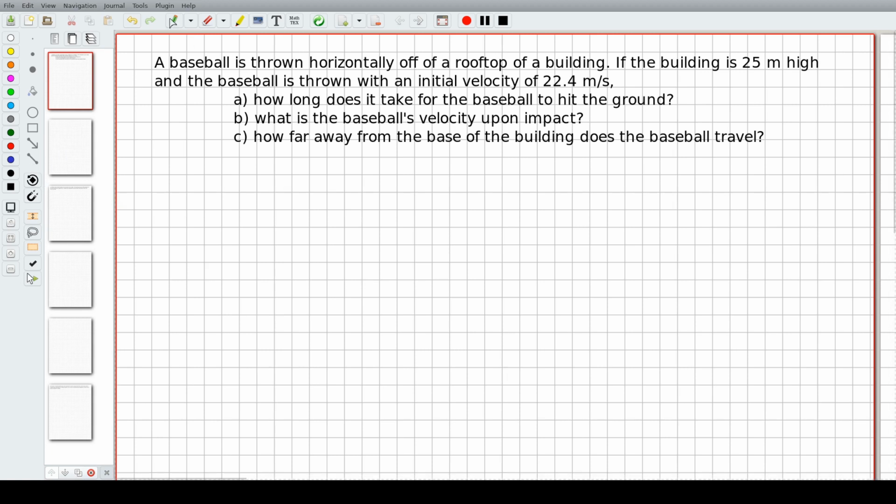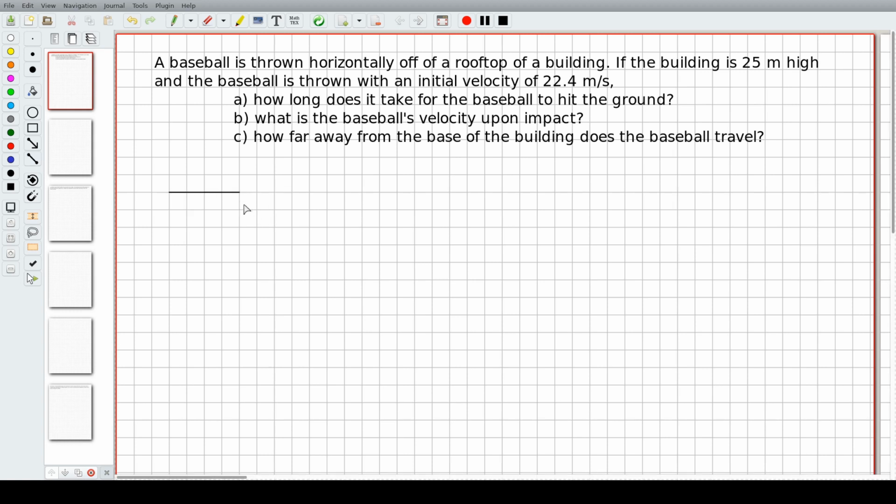In this problem right here, you have a baseball that's thrown horizontally off of a rooftop of a building. We know how high the building is, it's 25 meters, and the baseball is thrown with an initial velocity of 22.4 meters per second. I want to know how long it takes for the baseball to hit the ground. I want to know what the baseball's velocity upon impact is going to be, and also how far away from the base of the building the baseball travels. So that said, let's draw a little bit of a picture here.